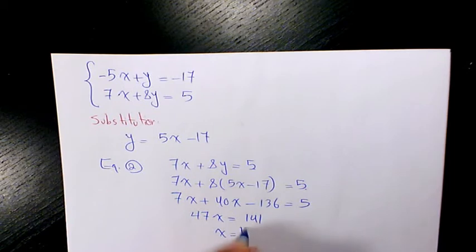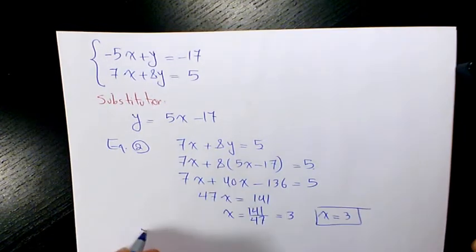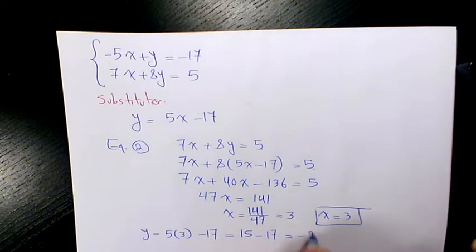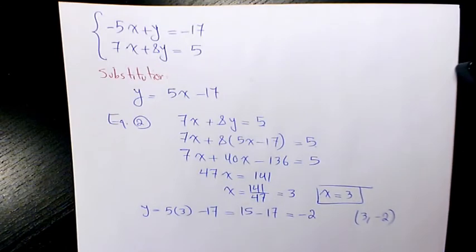X will be 141 divided by 47, which is going to be 3. So x is 3. Y will be 5 times 3 minus 17. So 15 minus 17 is going to be negative 2. So the point of intersection is 3 and negative 2.